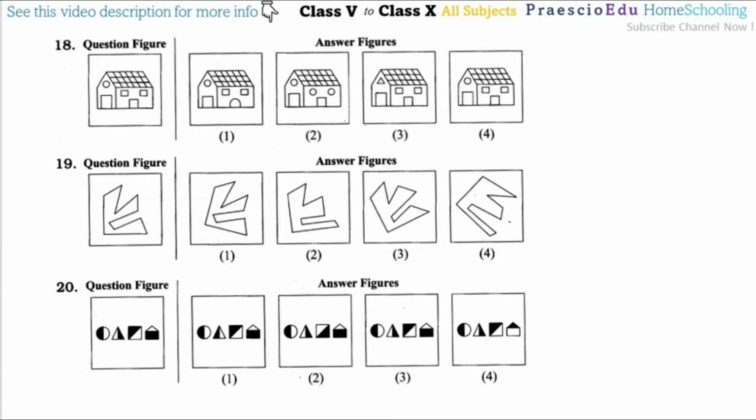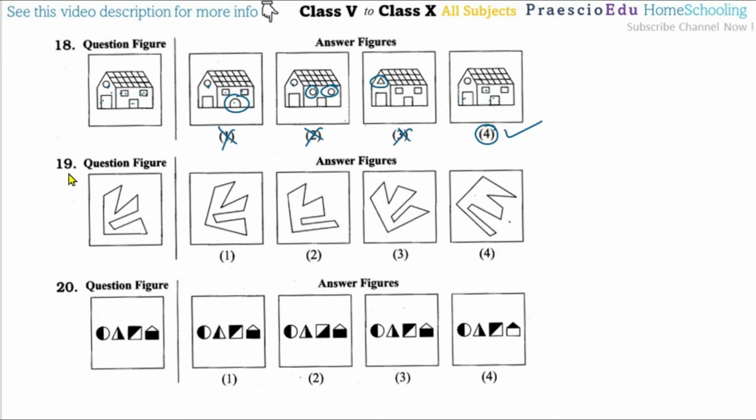Then question number 18. In the question figure this is a circle, here also a circle, here a triangle, here a circle, so this is incorrect. Then the windows are square, here square, here circles, so this is incorrect, here squares. Then the doors are squares, here round, so this is incorrect, here squares, so that's why option number 4 is similar.